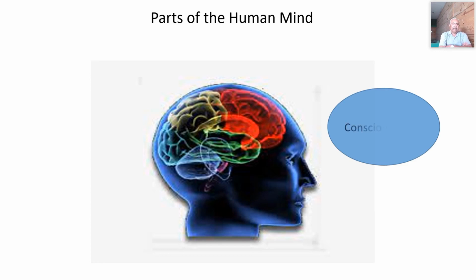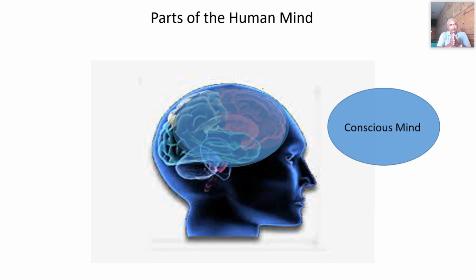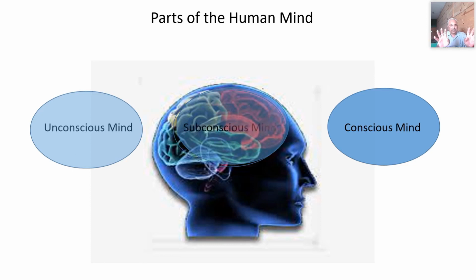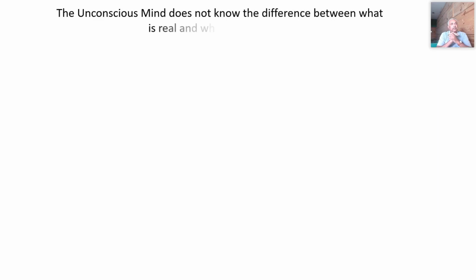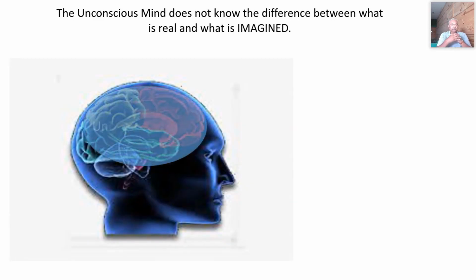Here, I'm playing this video again. As I said, the parts of the human mind are the conscious mind, the subconscious mind, and the unconscious mind. It doesn't make any difference which is to the right or to the left. It's just three parts. The next part is very important. The unconscious mind does not know the difference between what is real and what is imagined.